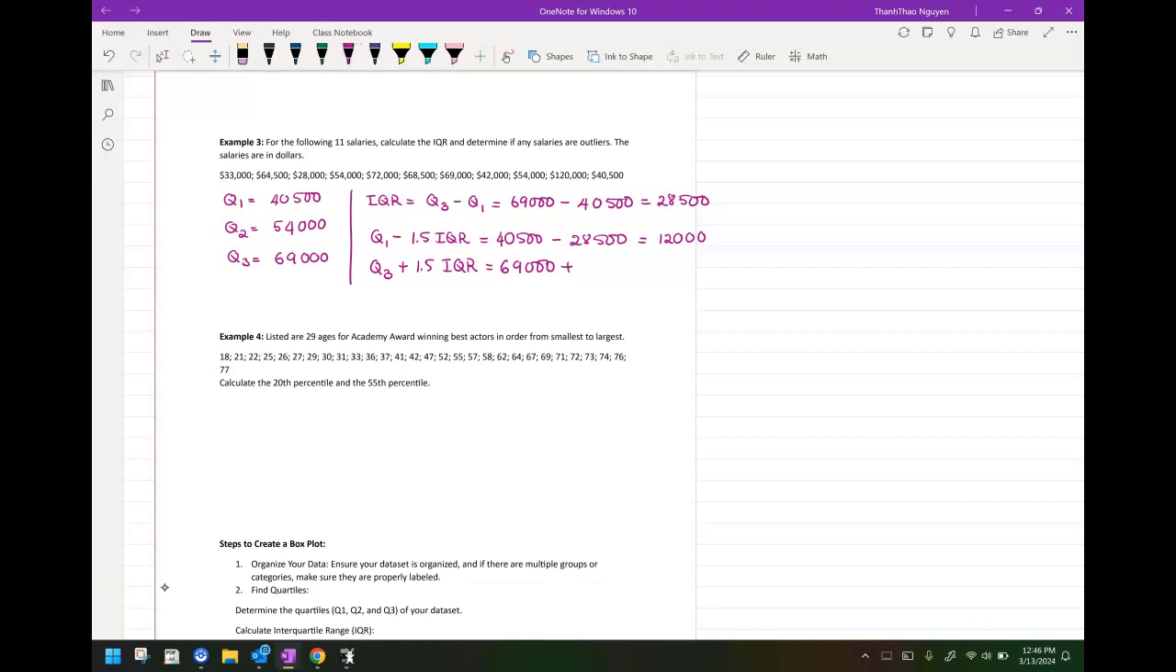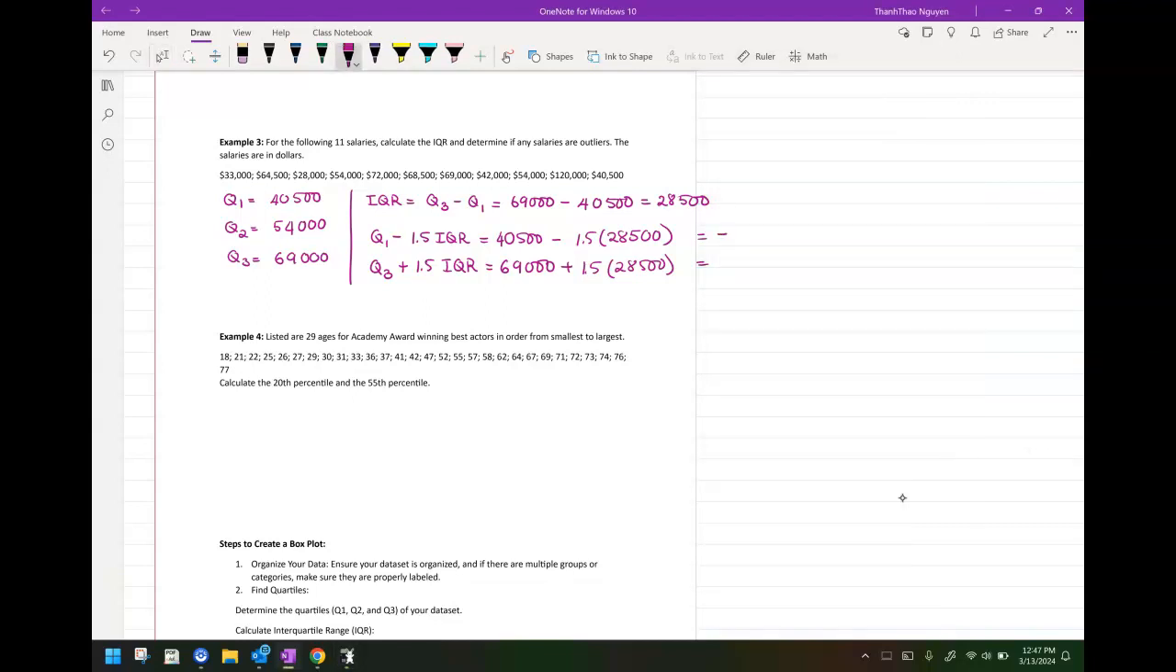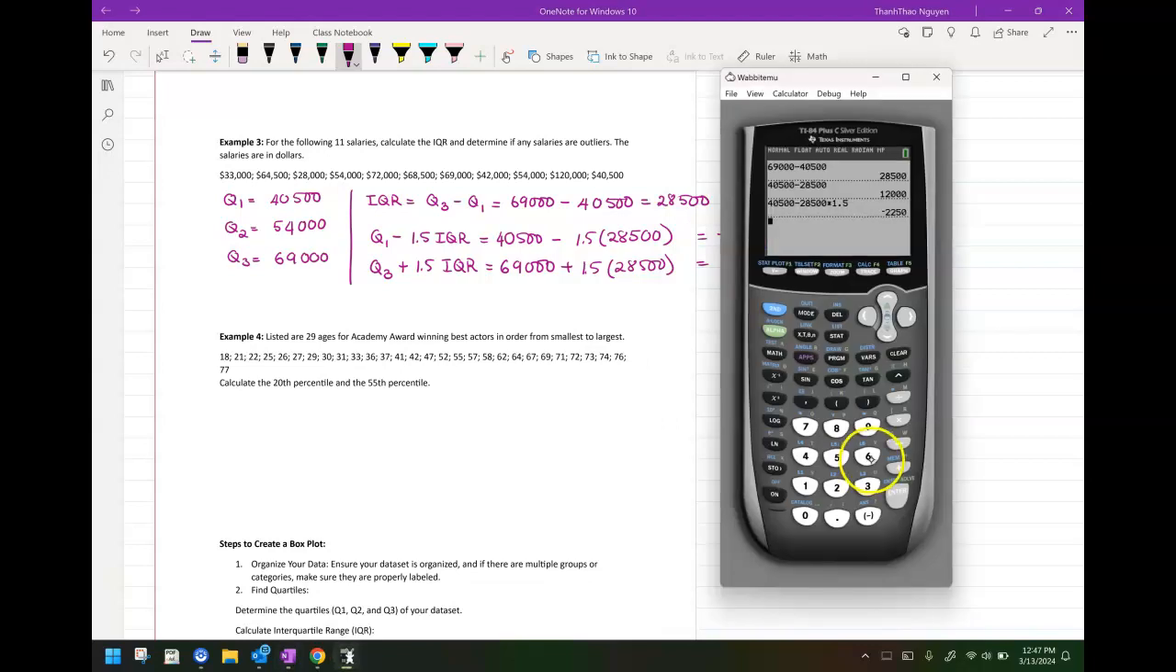Did I forget to multiply the first one by 1.5? Yeah, I did. So let's go ahead and multiply by 1.5. 28,500 there, and this is plus 1.5 times 28,500. So let's do both of these calculations again. So the first one is negative 2,250. The second one, that is 111,750.